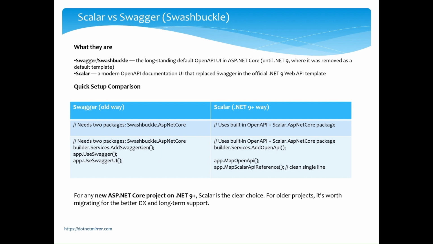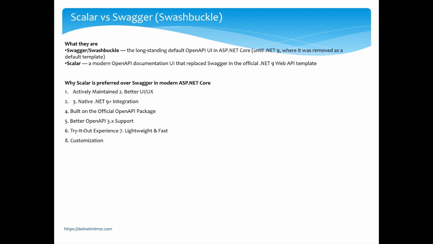So on the choice, it is very simple. For any new ASP.NET Core project running on .NET 9 or later, Scalar is the clear choice. Even for an older legacy project, the migration is easy and absolutely worth it for the improved developer experience and long-term support. To summarize why the community and Microsoft are leaning towards Scalar, it is actively maintained and provides a vastly superior UI/UX.